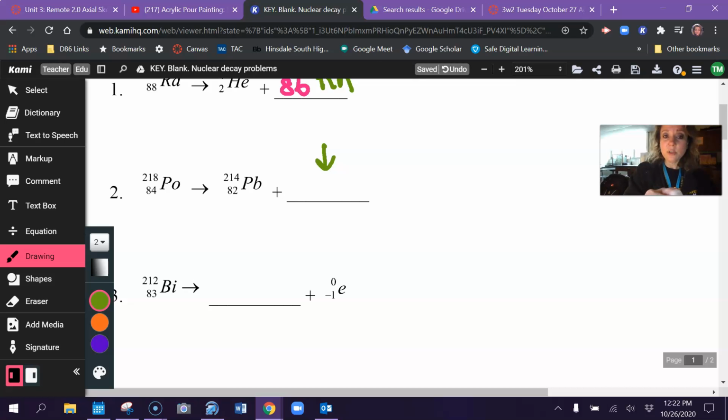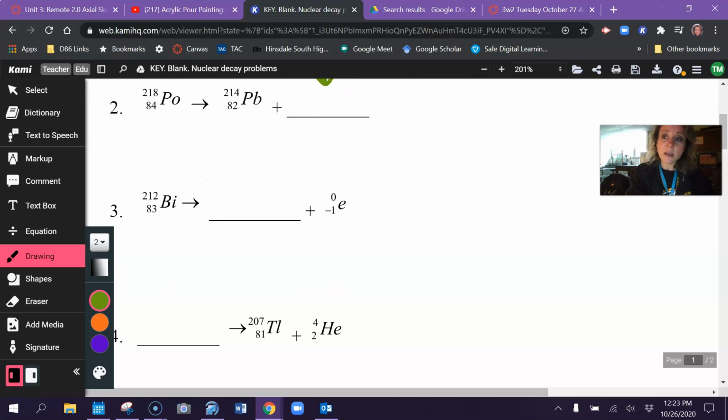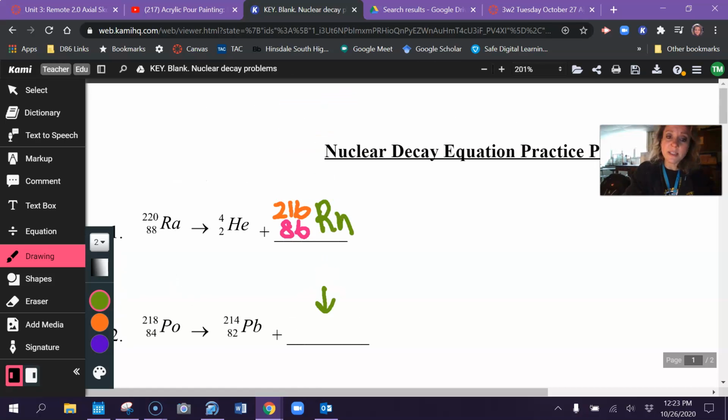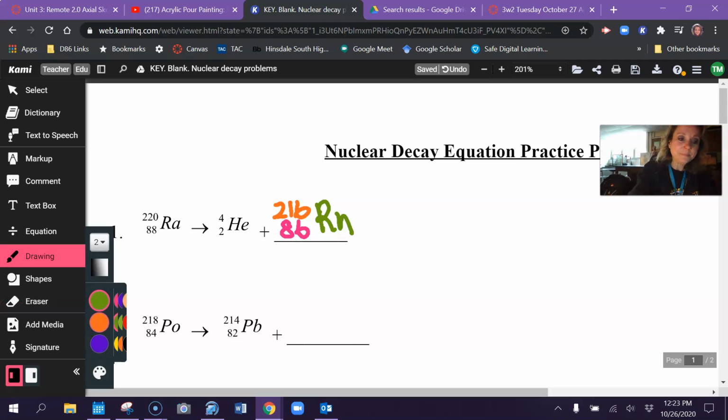Because 214 over 82 Pb, that's not an alpha particle, that's not a beta particle, it's not gamma, it's just another radioisotope. So whereas in number 1, I was told the kind of decay that it was going to undergo and I needed to figure out the radioisotope that was produced, here it's a little bit opposite. I am given the radioisotope that was produced, but now I have to figure out what kind of decay it underwent. But guess what? It's not harder. The reason why is because the principle is the same.